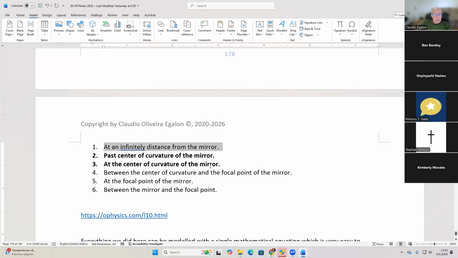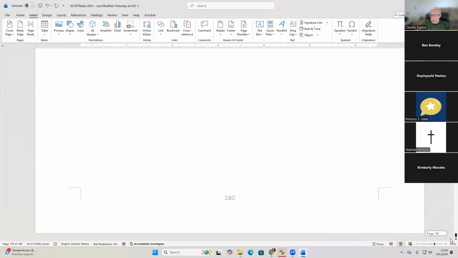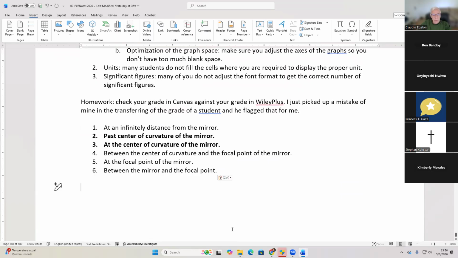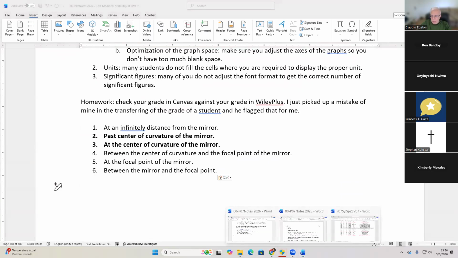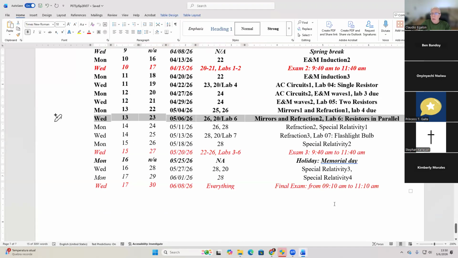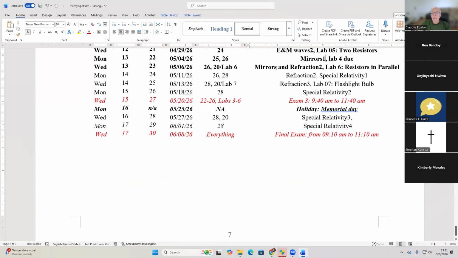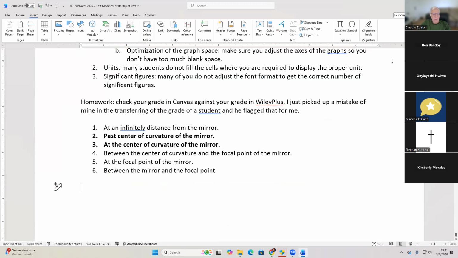But I can tell you, I'm going to summarize what happens to the image in all those cases. Okay, and let's get this syllabus again. Mirrors 2, where we didn't do refraction, right? So let's fix that. Refraction comes afterwards. We're doing mirrors. That's a second meeting for the mirrors.